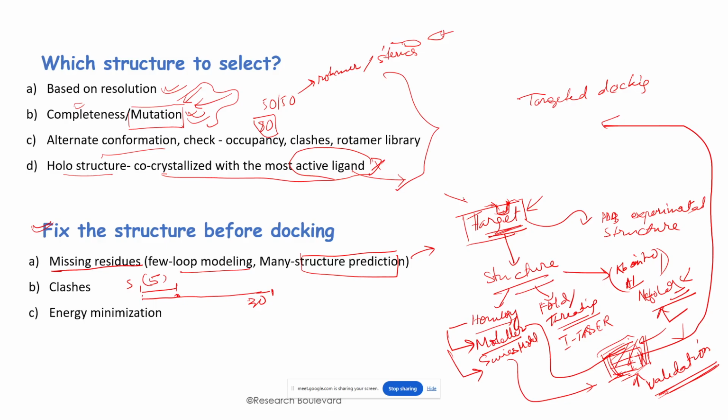Okay, let's say this is your novel protein. If you don't know any information about the active site pocket but still want to do targeted docking, then you can go for active site prediction. You can use various software or tools to do the active site prediction.